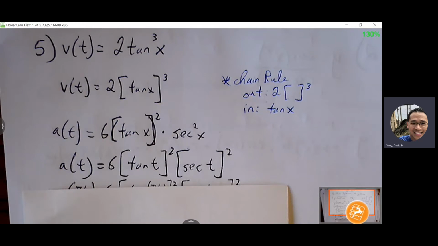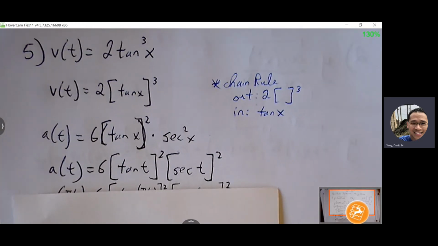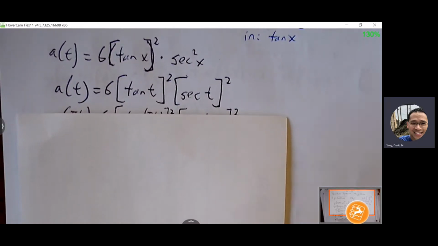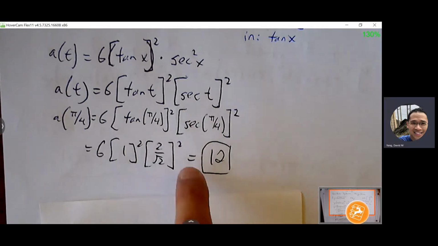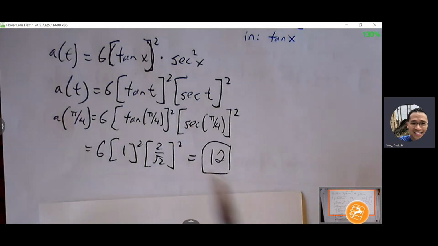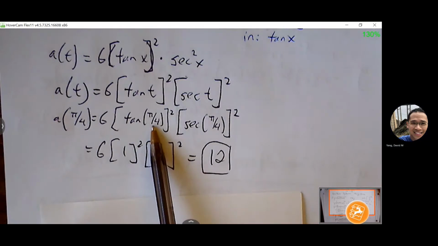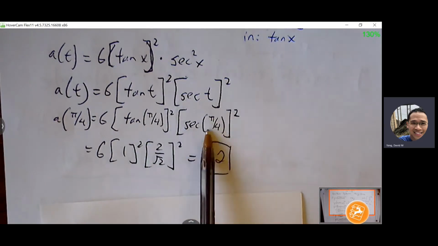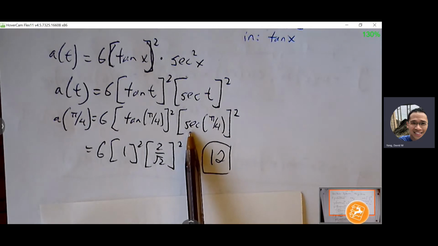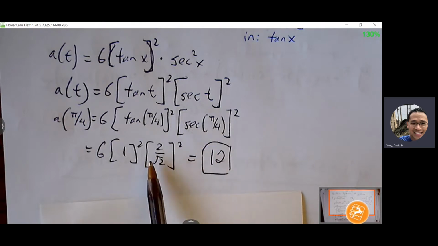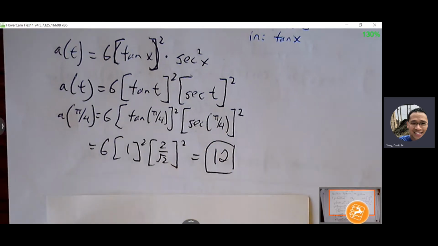Once I got my acceleration function, then I started inserting pi over 4. And then start thinking about unit circle values, right? Tangent pi over 4, that's going to be just 1. 1 squared is 1. Secant of pi over 4, we know that secant is related to cosine, so think about cosine first. Cosine of pi over 4 is root 2 over 2. You flip that, we get 2 over root 2, and now you're just down to a bunch of numbers. Combine it down to a numeric value. Acceleration is 12.